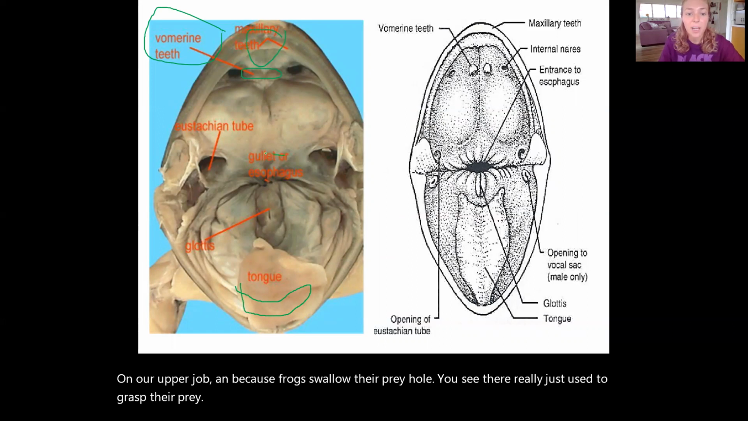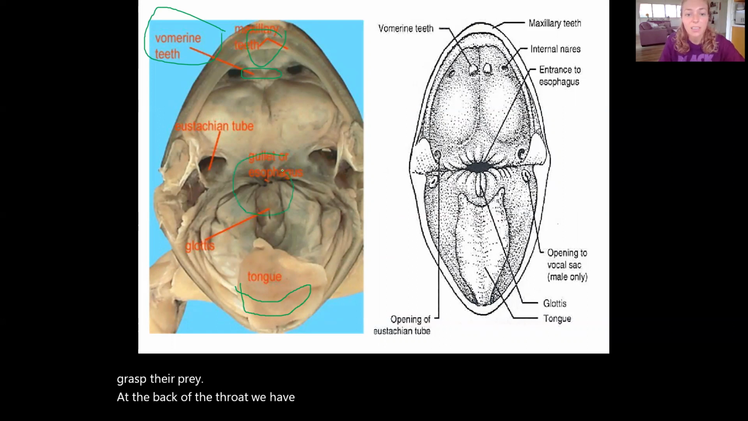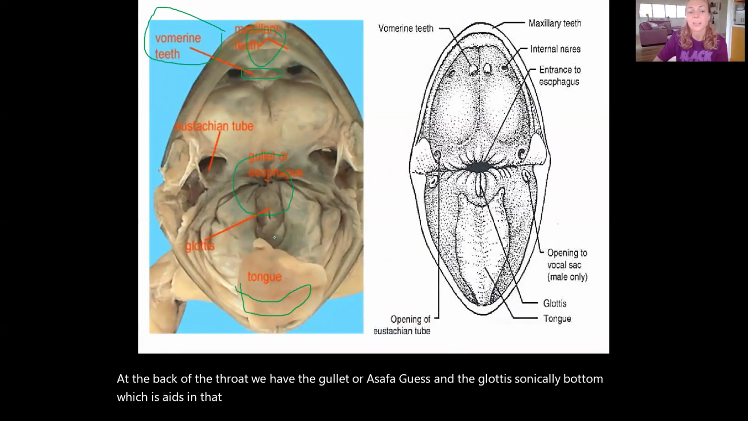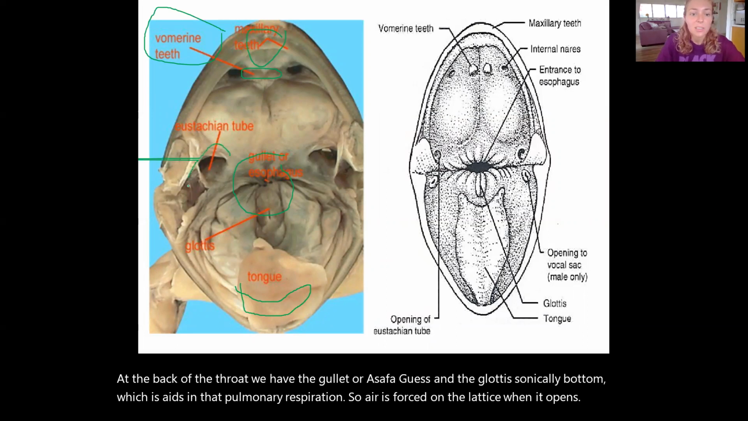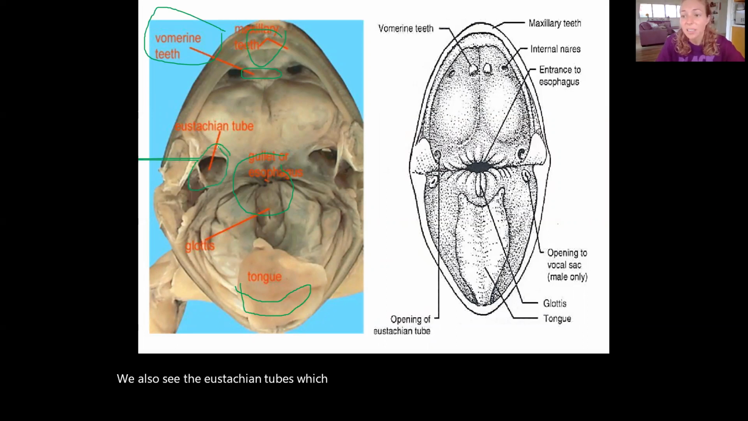At the back of the throat, we have the gullet or esophagus and the glottis down at the bottom, which aids in that pulmonary respiration. So air is forced down the glottis when it opens. We also see the eustachian tubes, which are the inner openings of the ears that you will see externally.